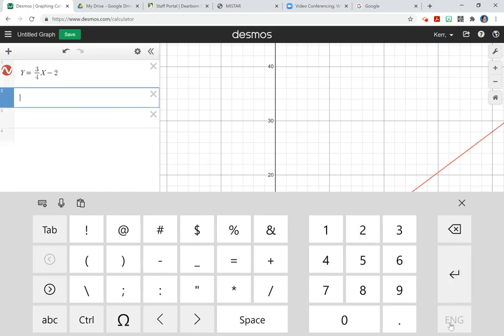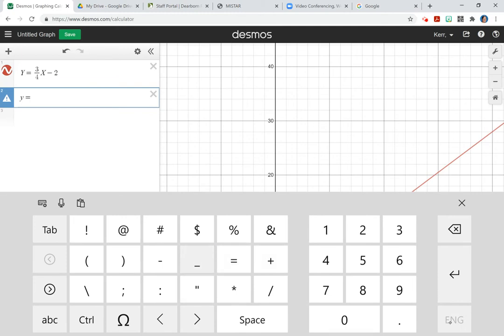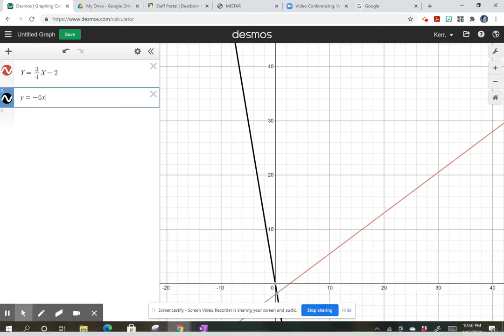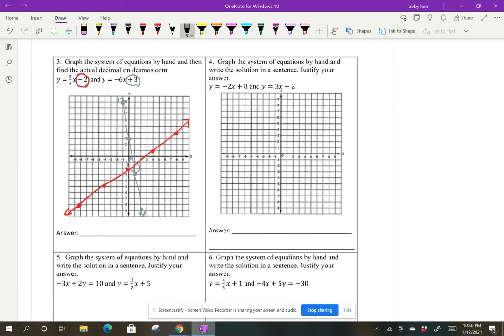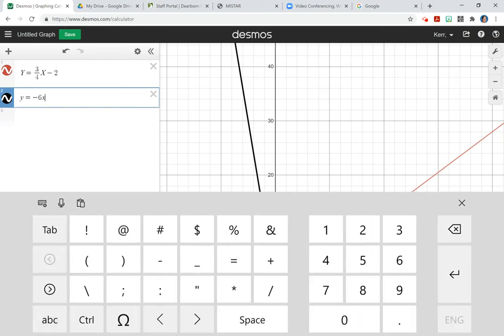Alright, and then my next line is y equals -6x plus 3.